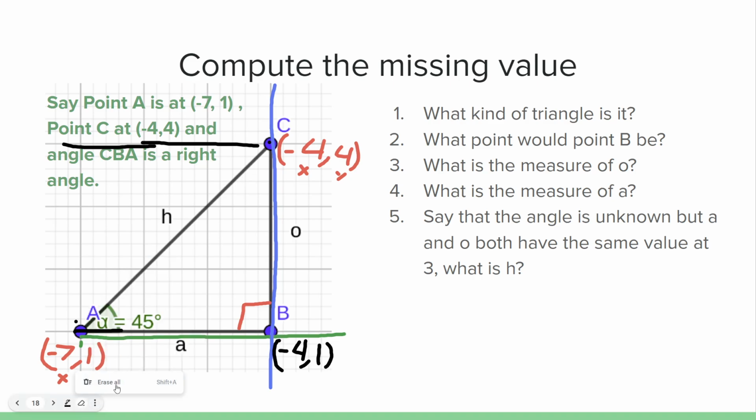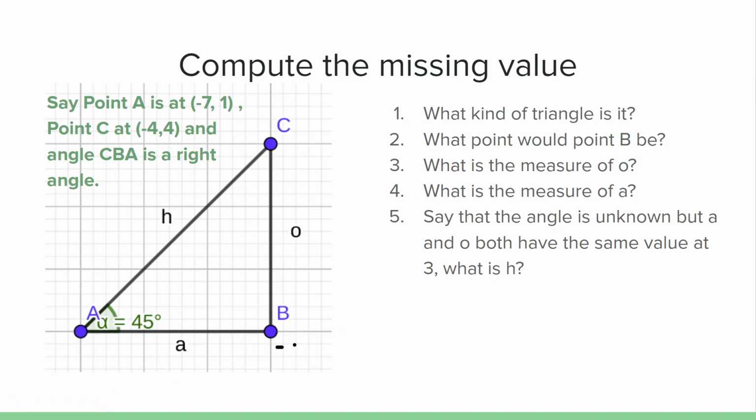So, let me clear that. This is now -4, 1. Alright? And let me just put this right again: -4, 4. And then -7, 1.